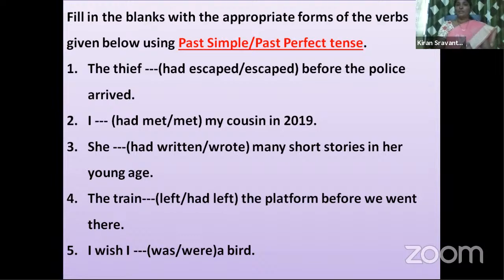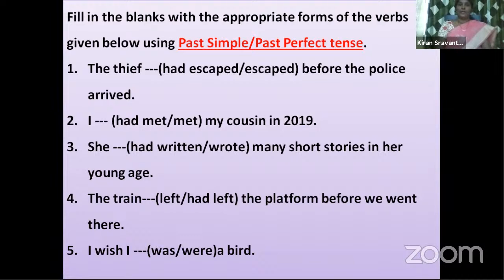So again, past simple, we talk about completed actions. And coming to the past perfect tense, we talk about two completed actions, the first completed and the later completed. And we also will have hints like before or after, or when, sometimes. So coming to the first sentence, the thief had escaped before the police arrived. See, before is there. The thief escaped or had escaped. The thief had escaped before the police arrived.